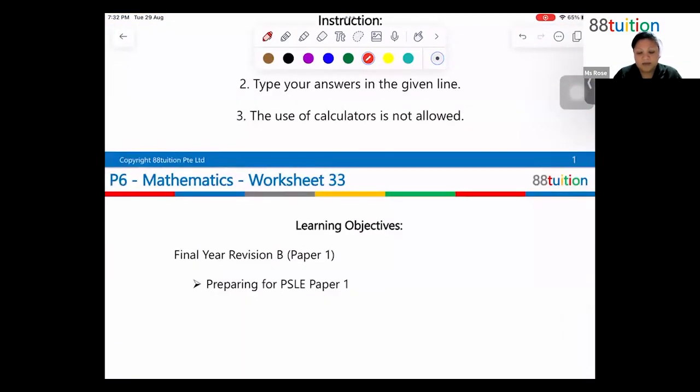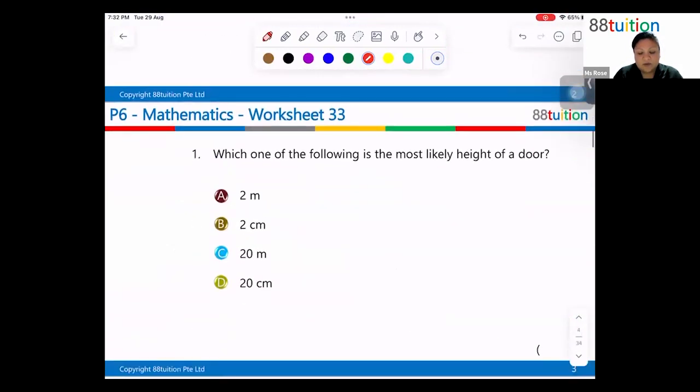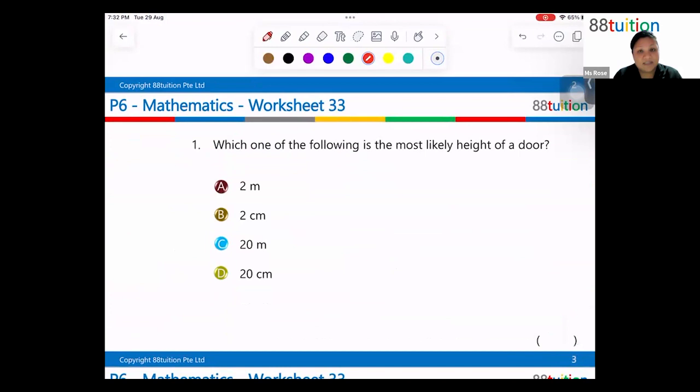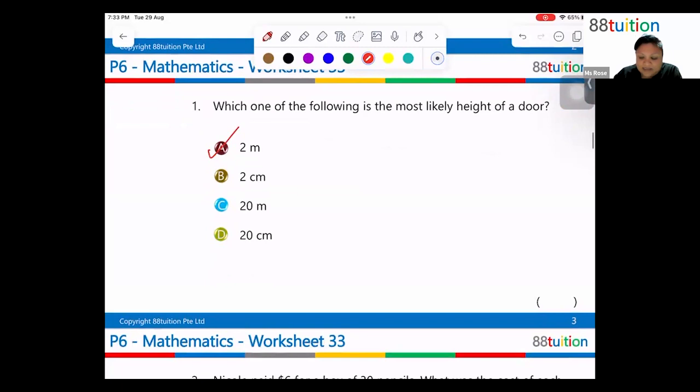We're doing paper one. So paper one, no calculator. So question one, most of you got it right. Those who attempted, you got it right. Which one of the following is most likely to be the height of a door? You know that the height of a door in your house, my house, everybody's houses, unless I'm not sure about landed, but a regular house in Singapore would have a standard door size of 2 meters.